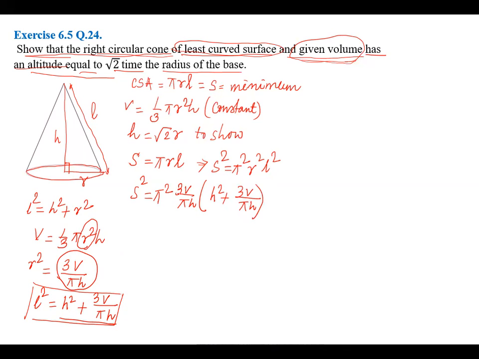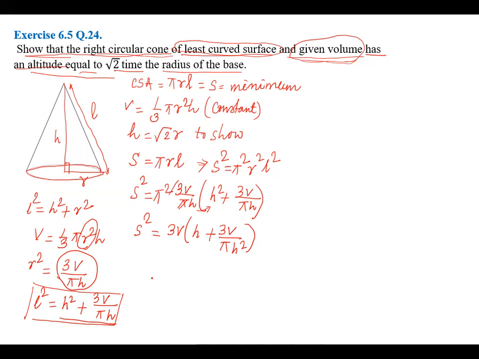So pi, of course, I'll cancel. So s square is equal to 3v, which I am keeping outside because it is a constant. H I am taking inside. So h square by h gives you h, and h will be multiplied here in the denominator. It will be 3v by pi h square. So this is your s square.